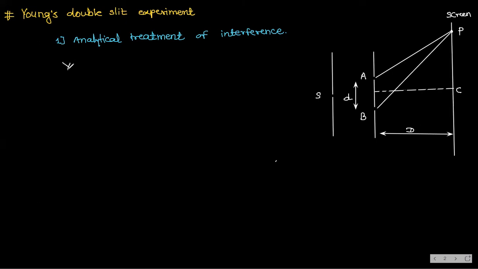Now I'm taking the first wave equation: y1 is equal to a naught sine omega t. Call this equation number 1. And y2 is equal to a naught sine omega t plus phi, where phi is the phase difference. Call this equation number 2. Here I have taken the displacement of two waves having the same amplitude, a naught and a naught.